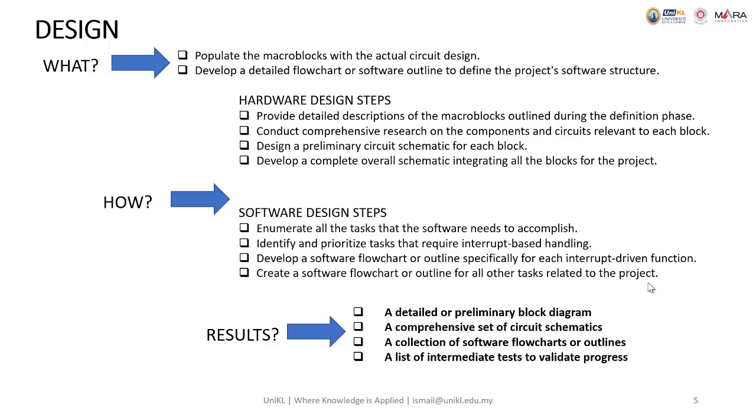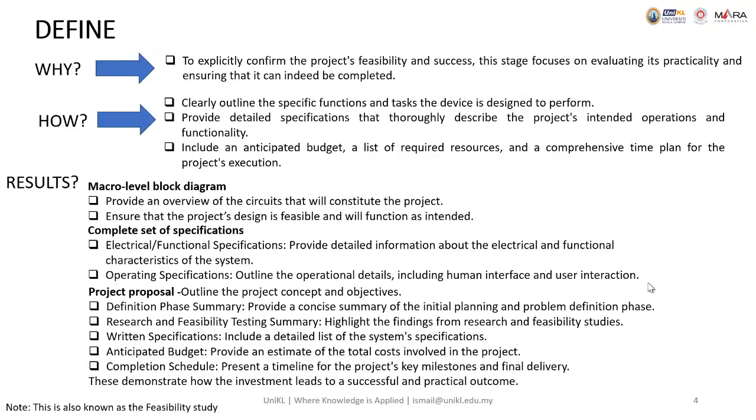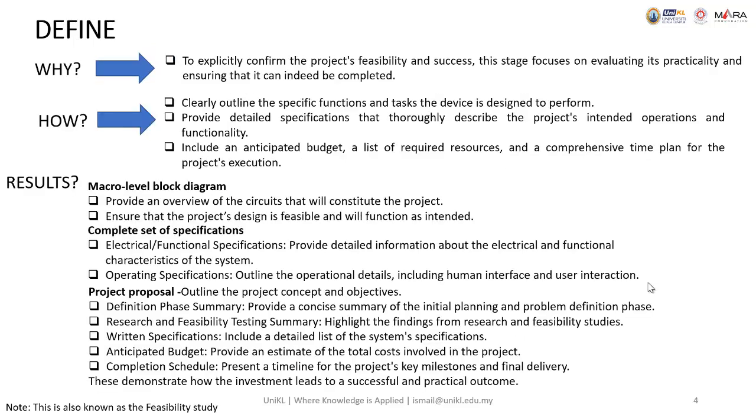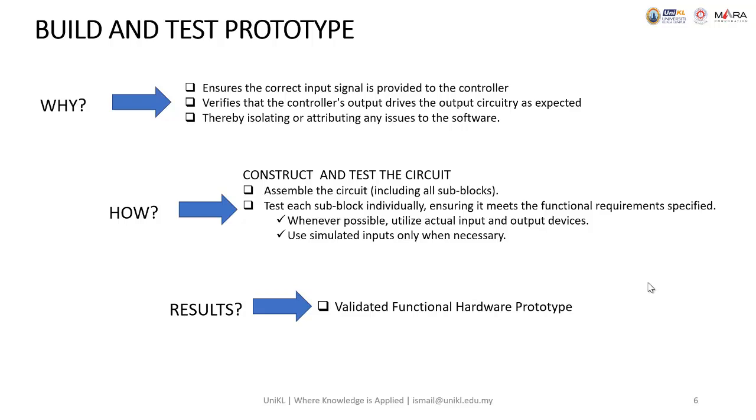So the results that we have later on are a detailed preliminary block diagram, a comprehensive set of circuit schematics, software flowcharts or outlines, and a list of intermediate tests to validate the progress. In the first stage, we have the final test, which we sometimes call the project specifications. And then the second one, we have the intermediate test, which is the test conducted for each subblock, right? But the functional or final test is the test that we conduct on the whole system. So that is different.